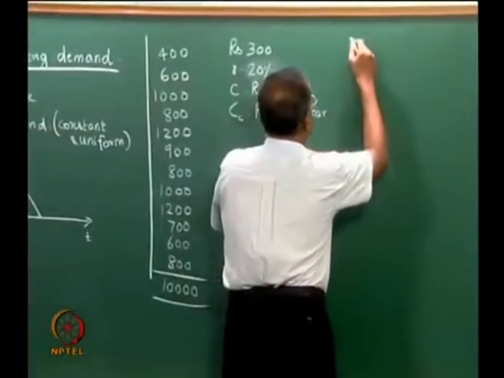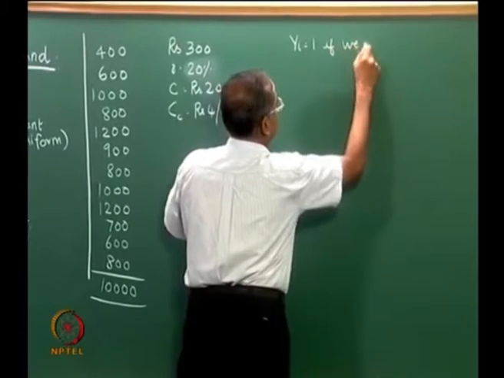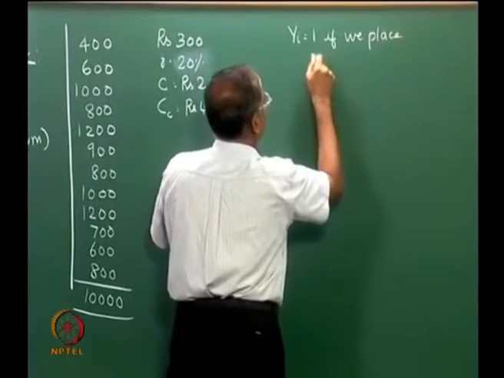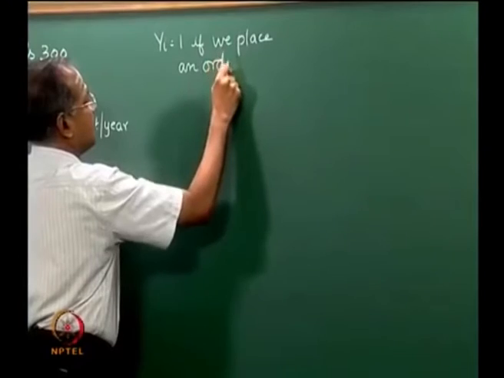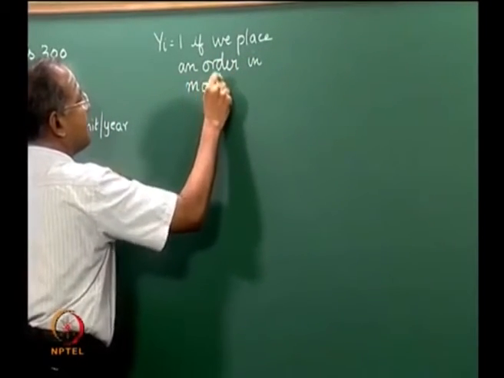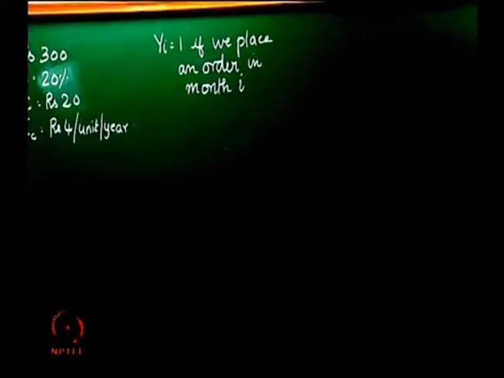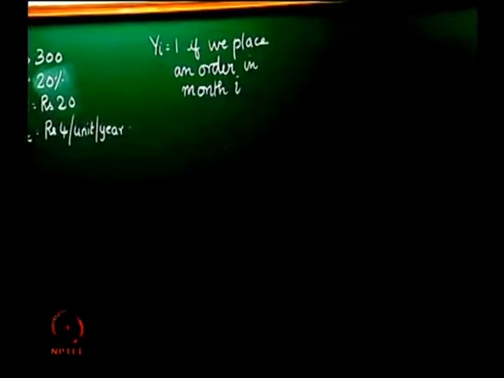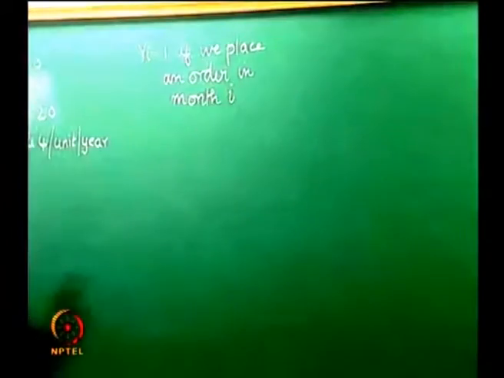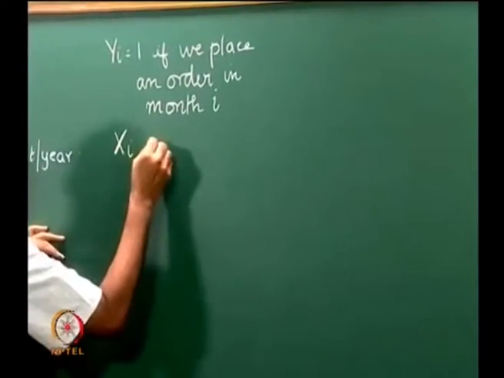So the moment we assume these two things, which will happen under certain conditions, we now formulate a problem where yi equal to 1 if we place an order in month i. When we say place an order, we mean place an order at the beginning of the month. We still assume instantaneous replenishment. So with the quantity that arrives at that time, we will be able to meet the demand of that month. Now let xi be the quantity ordered.